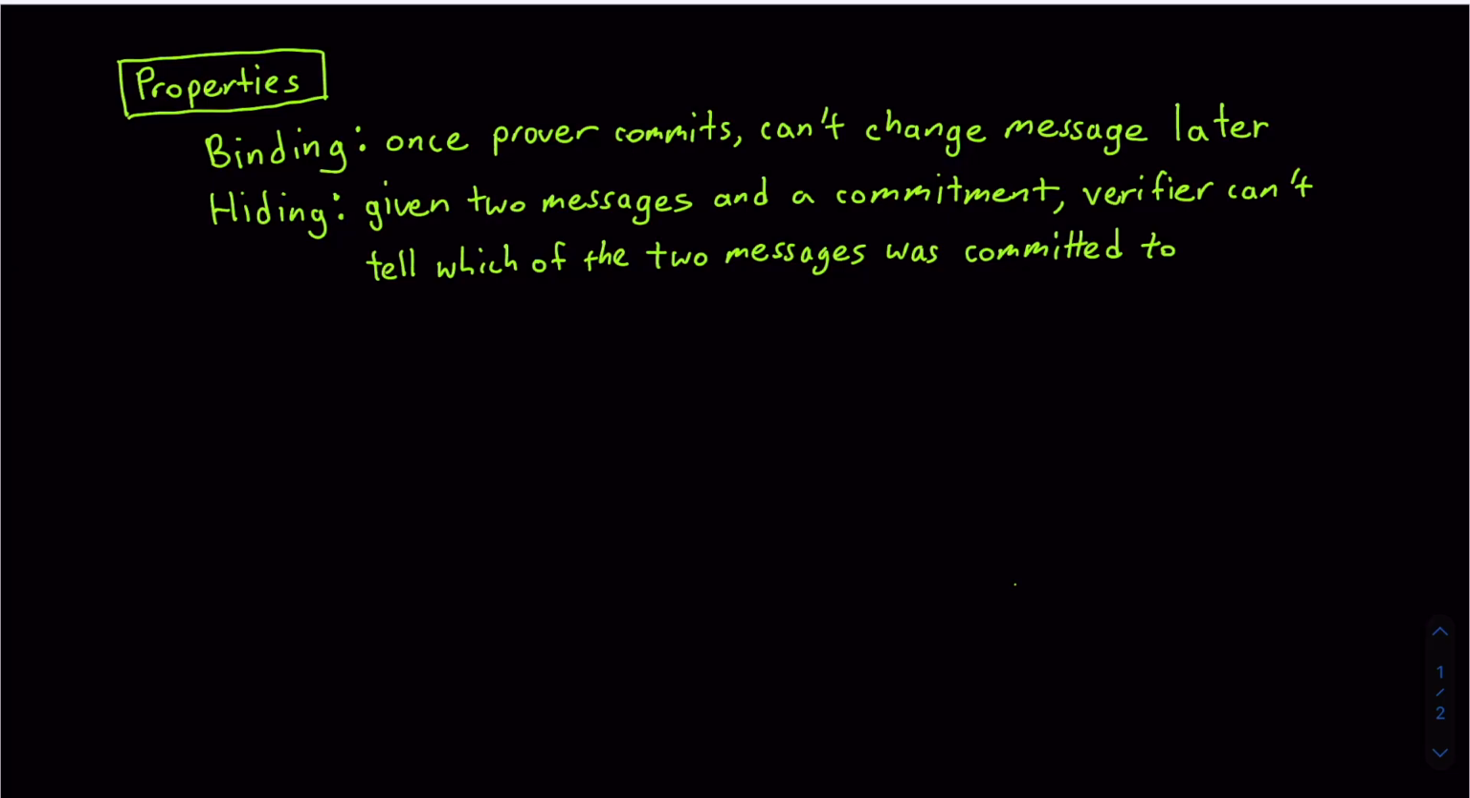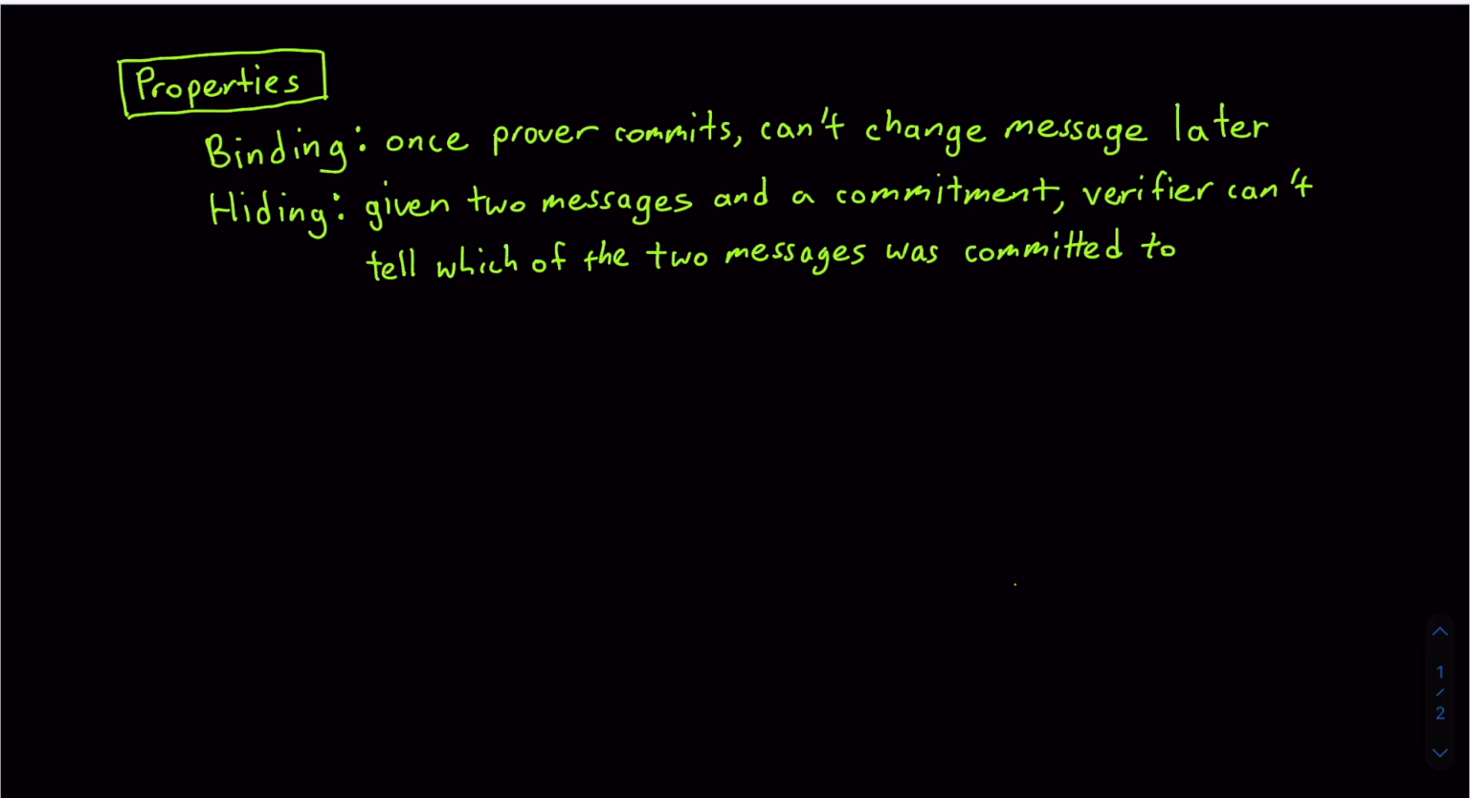In our example, SHA-256 of the message is actually not hiding under this definition. If the verifier is given the two messages, hello world and jello world, and the commitment of B94D27, the verifier could hash both of these messages and immediately determine which one was committed to. So to be clear, hiding means that the commitment itself doesn't reveal which of these two messages was committed to. This is the standard definition of hiding.